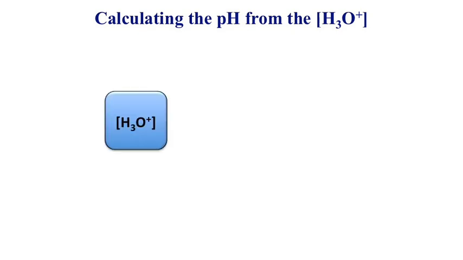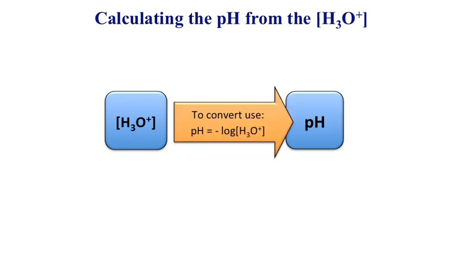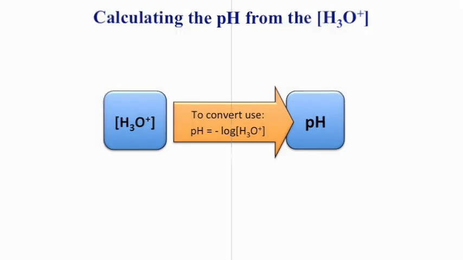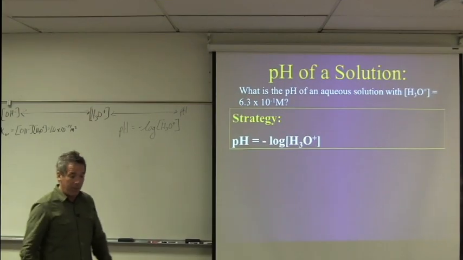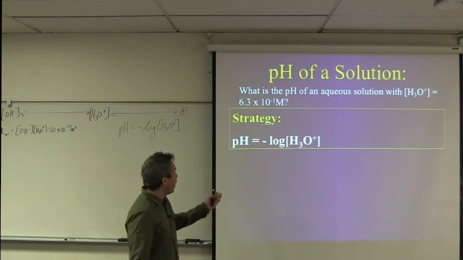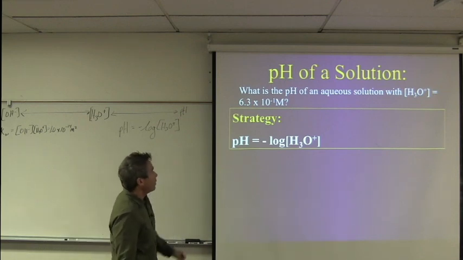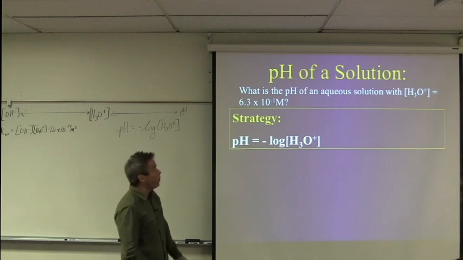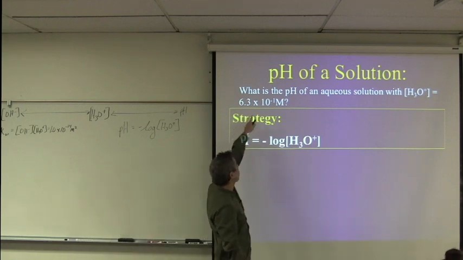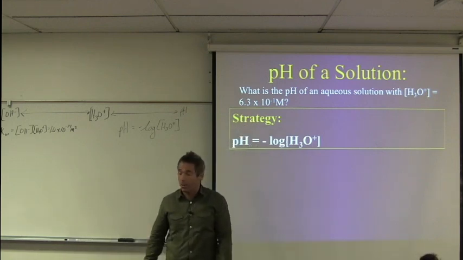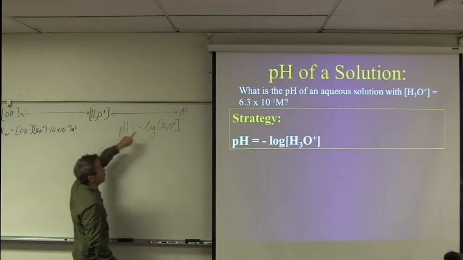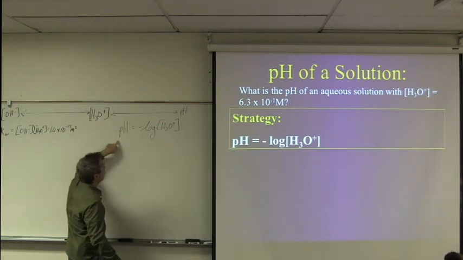If you're given the hydronium ion concentration, you can calculate the pH using the definition of pH. pH equals the negative logarithm of the hydronium ion concentration. Let's use this definition to do a problem like this. What's the pH of an aqueous solution where the hydronium ion concentration is 6.3 times 10 to the minus 1 molar? You can calculate the pH using our definition.